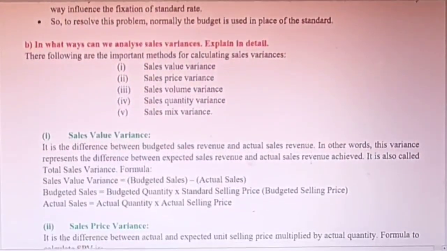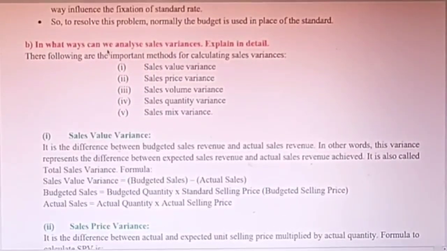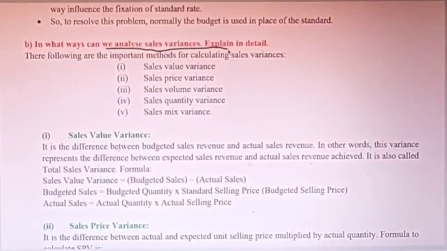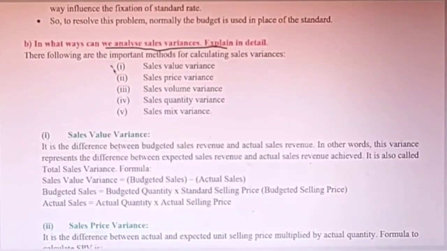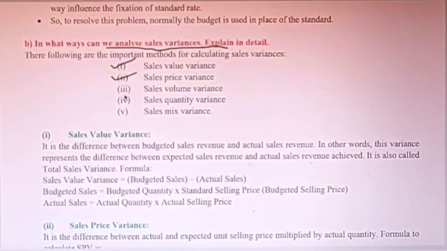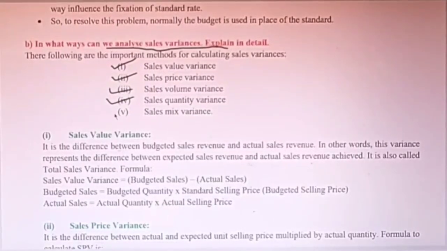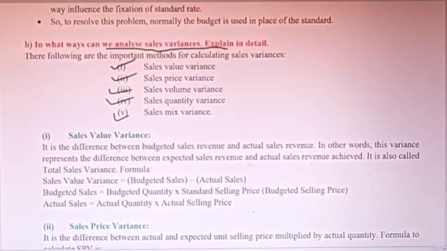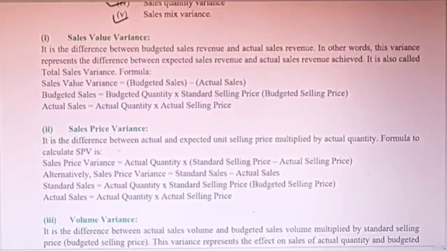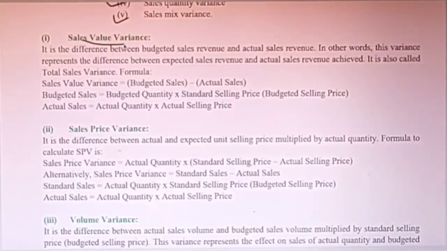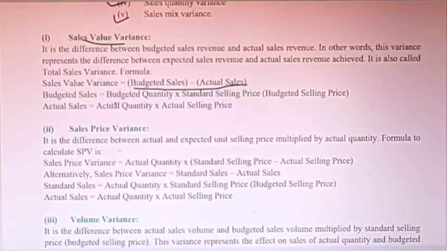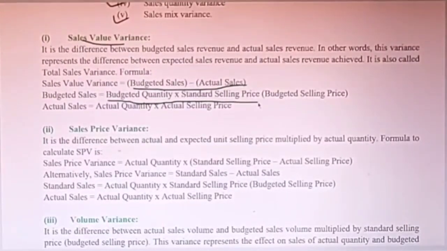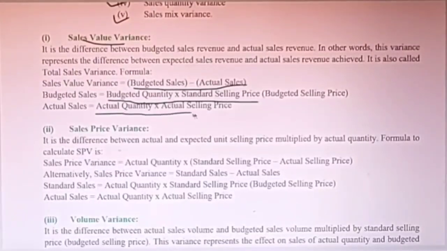And part B of the question is: in what way can we analyze sales variance? Explain in detail. To analyze sales variance, we use these important methods: sales value variance, sales price variance, sales volume variance, sales quantity variance, and sales mix variance. You will write about all these methods. Sales value variance is basically the difference between budgeted sales and actual sales. To calculate budgeted sales, we use the formula budgeted quantity into standard selling price, and for actual sales, actual quantity into actual selling price.